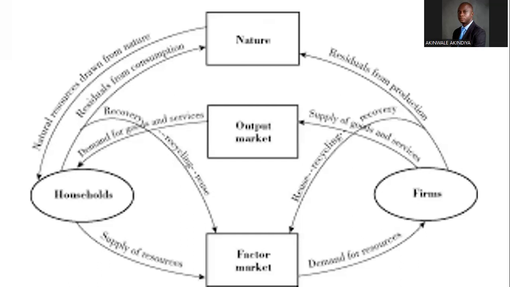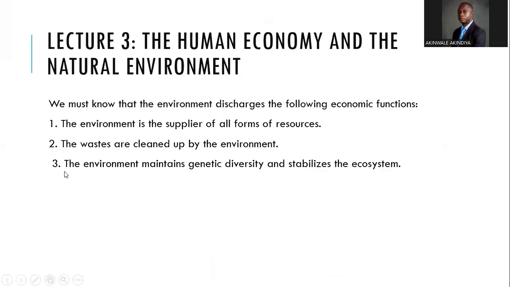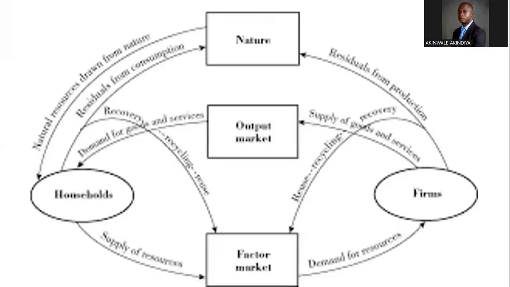But you know, nature too is kind. Nature can also give the household resources. This is a very interesting diagram. So households can get natural resources from nature. You can plant vegetables behind your house, you can plant pepper behind your house, and you get that. So natural resources can be drawn from nature.